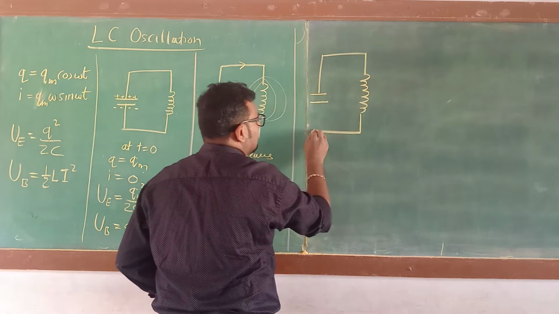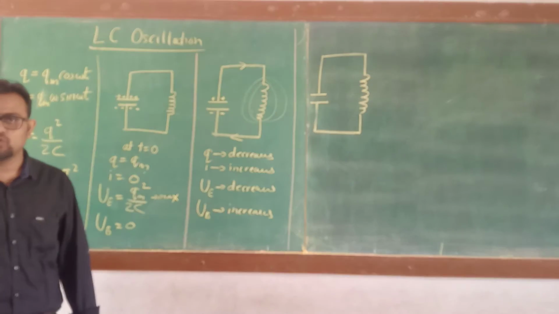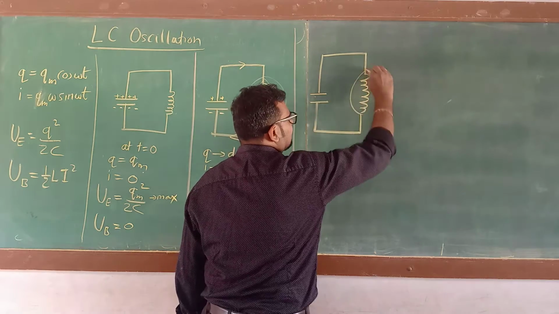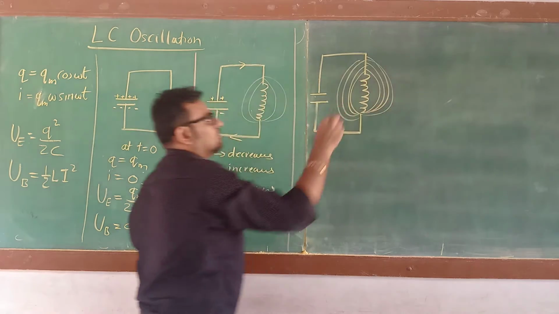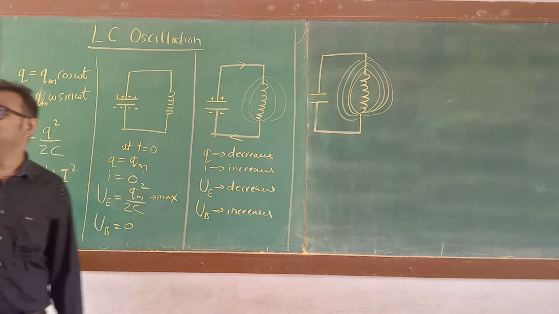In the next stage, a stage will come when the charge on the capacitor becomes zero, and the current in the inductor becomes maximum. The current in the inductor becomes maximum.